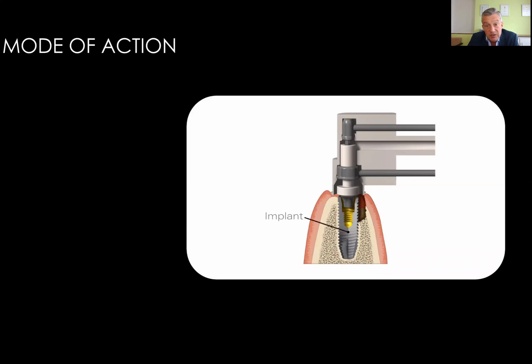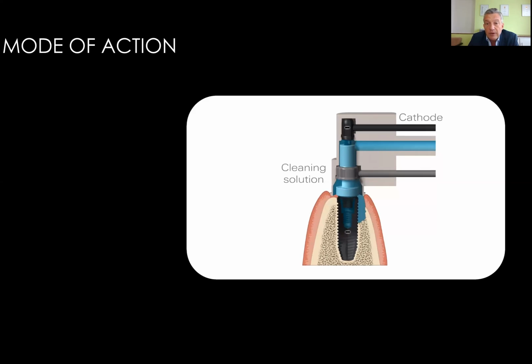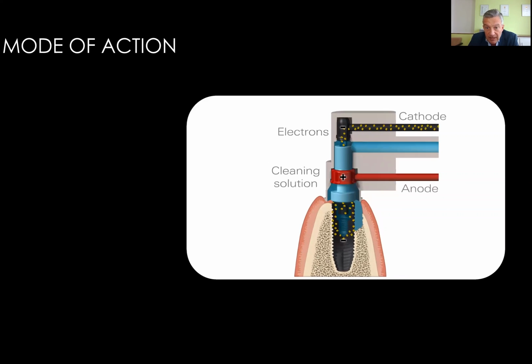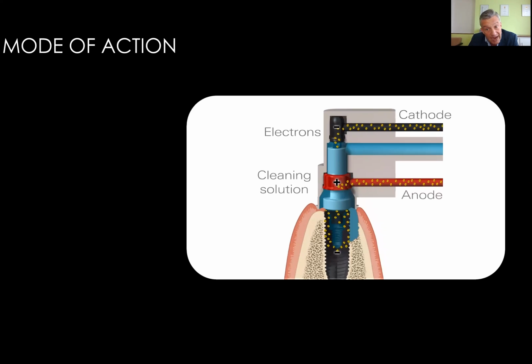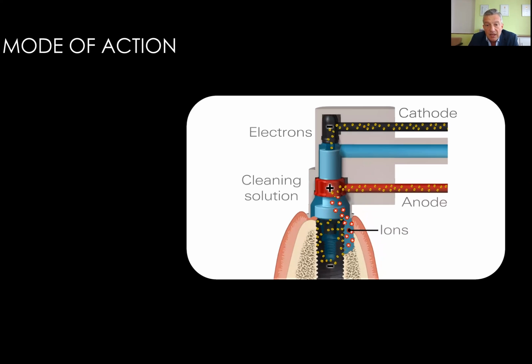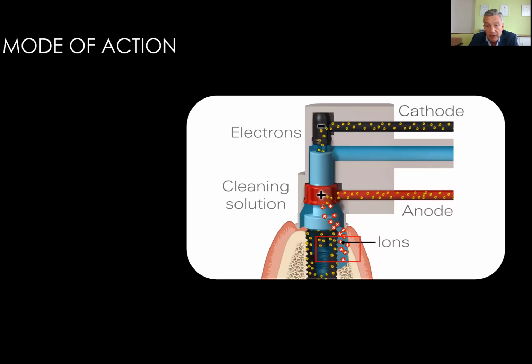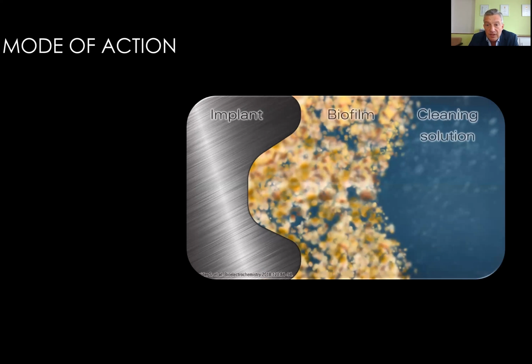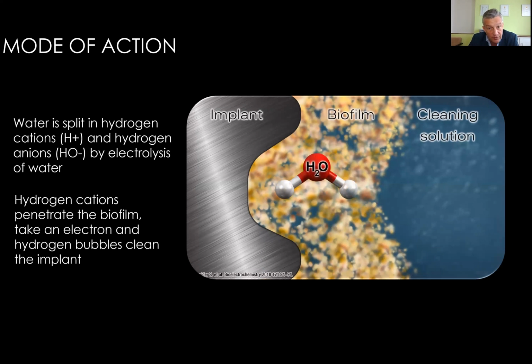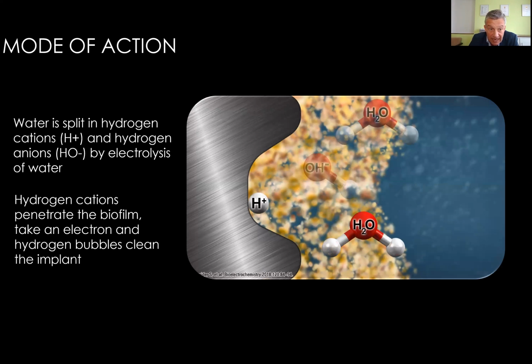This is an implant and the spray head of the device on top. With this spray head, you see this little gray metal thing which loads the implant negatively. Then we rinse the implant with an electrolyte, passing the anode. And this causes a current between the negatively loaded implant and the positively loaded anode. And this current will cause a split of the water into hydrogen cations, so positively loaded ions, and hydroxide anions. The anions, we don't need them.